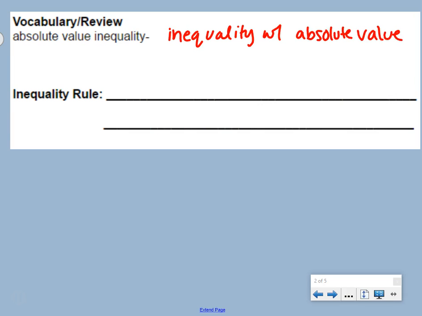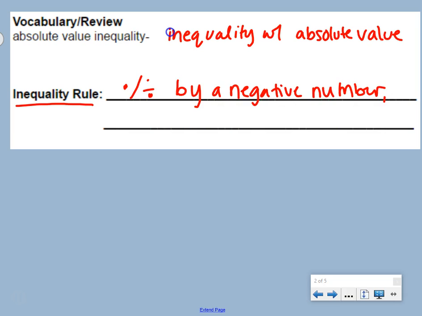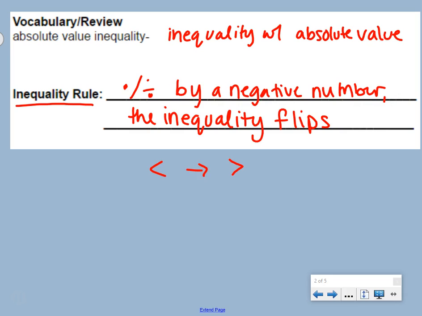Pretty simple. Remember, our inequality rule is that when we multiply or divide by a negative number, we have to flip the inequality. So it could flip from less than to greater than, or from greater than or equal to less than or equal to. But it flips if we multiply or divide by a negative number.